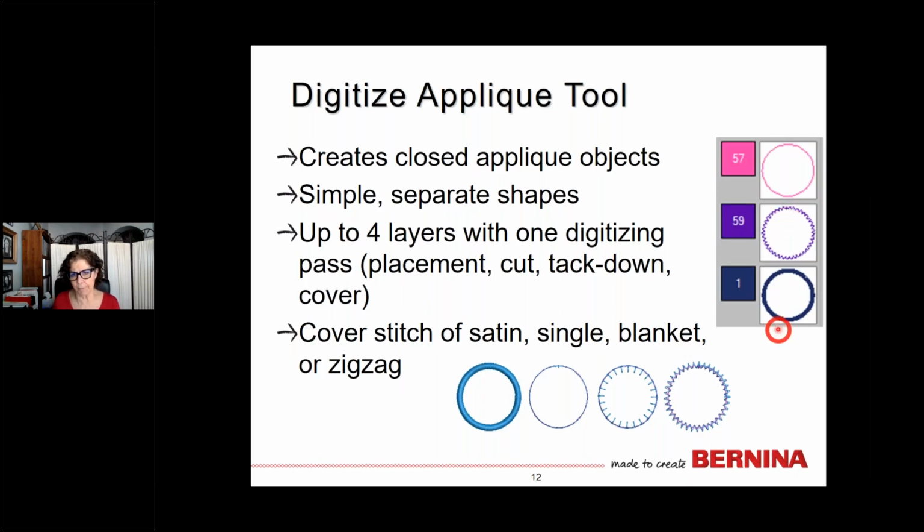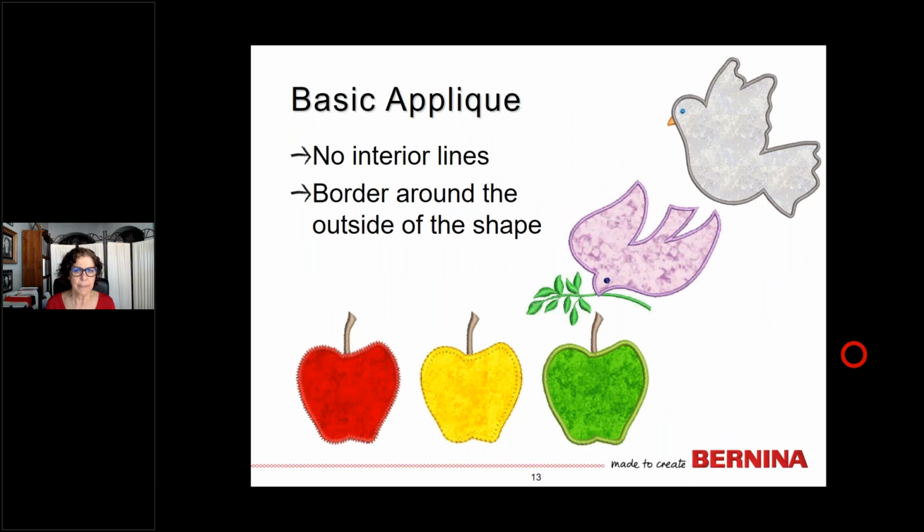In this example from Color Film, this is for pre-cut applique, so it is missing the cutting line. This shows the 4 different types of cover stitches that you can use with your applique. So when you use this basic applique tool, the applique designs are going to be very simple. There's no interior lines. You're just creating a border around the outside shape.